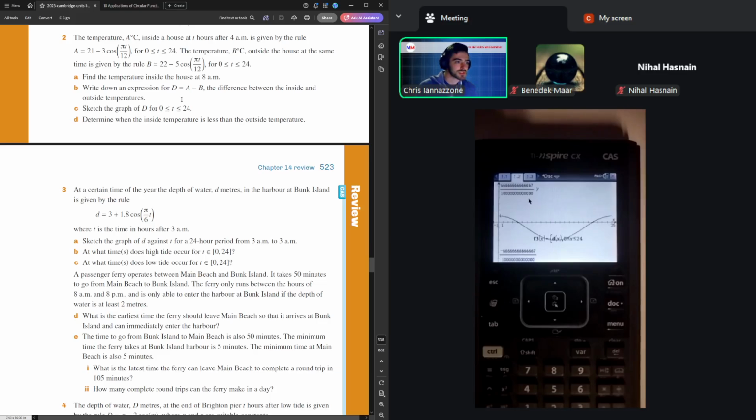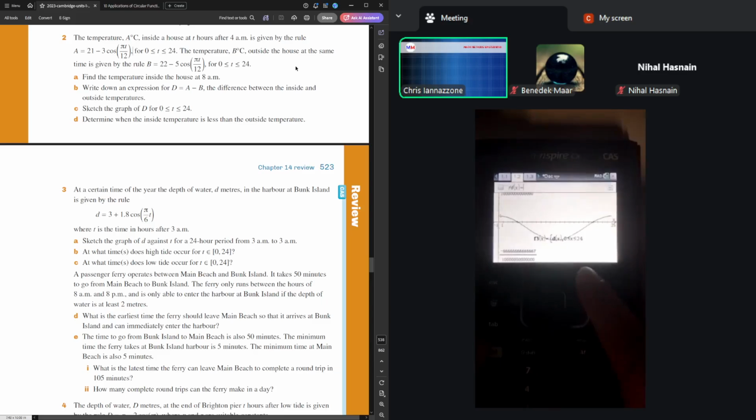You can absolutely just graph the first function, graph the second function, and look at when the A graph, the inside temperature, is physically below. And we can actually just do that just for fun, just so you can see those overlapped, although I don't know how clear it's going to look.